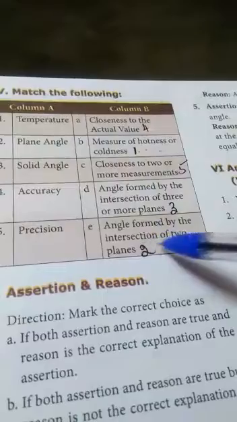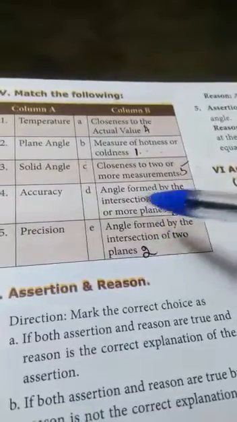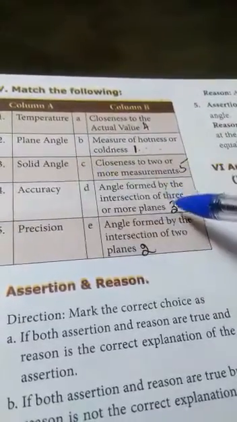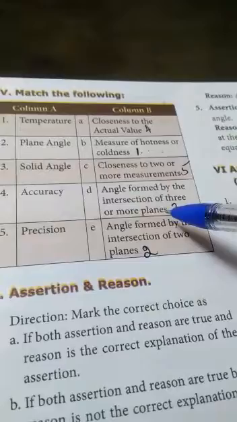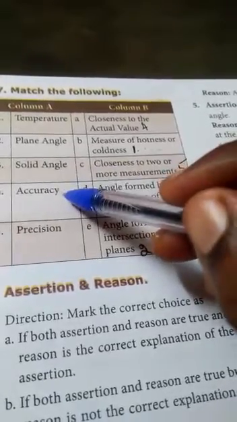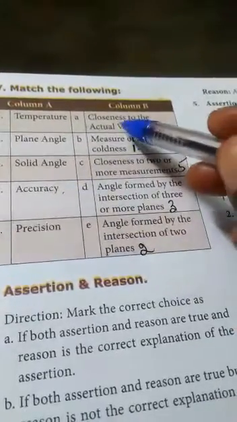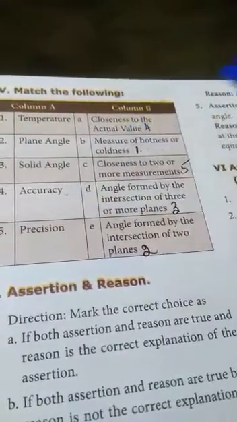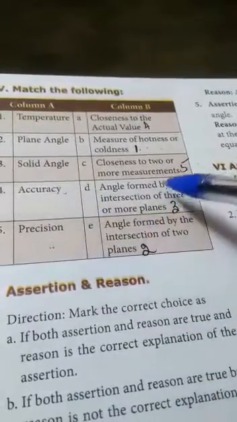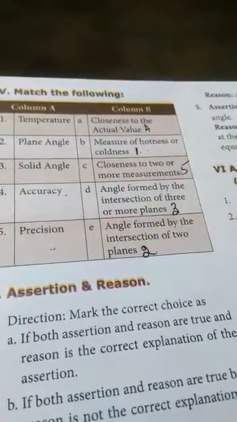Plane angle: angle formed by the intersection of two planes. Solid angle: angle formed by the intersection of 3 or more. Accuracy: closeness to the actual value. That's all. Precision: closeness of two or more measurements.